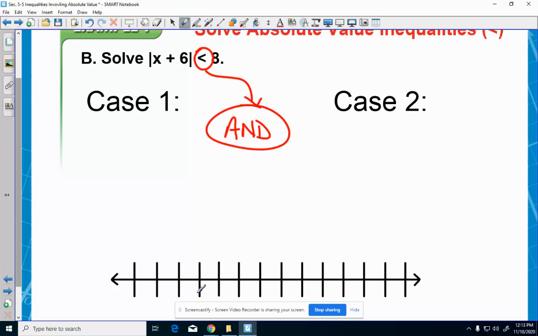What are your two inequalities? One should be super simple. It's literally in front of you. And the other one, you just got to do a little bit of a flip.